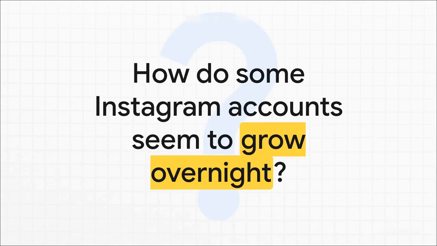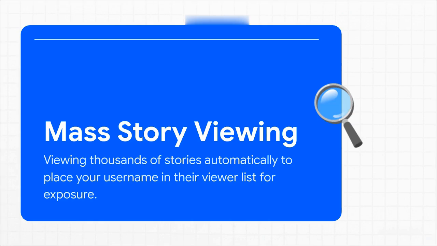So, you ever wonder how some Instagram accounts just seem to blow up overnight? You're putting out great content, you're engaging like crazy, but your growth is just kind of slow? Well, the guide we're looking at today hints that the answer for some folks is a very specific automated trick that's working behind the scenes. And that technique? It's called mass story viewing.